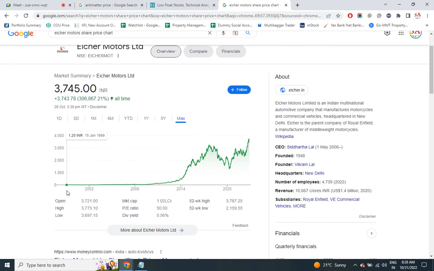The price of Eicher Motors used to rule at 1 rupee, 2 rupee, 3 rupee 20 years back. Today the price is 3,745. That means almost 2,000 times return. 2,000 times return in 22 years means even if you had invested 1 lakh, that would have become 200 crore. That's an amazing return. That is how we want our wealth to grow.